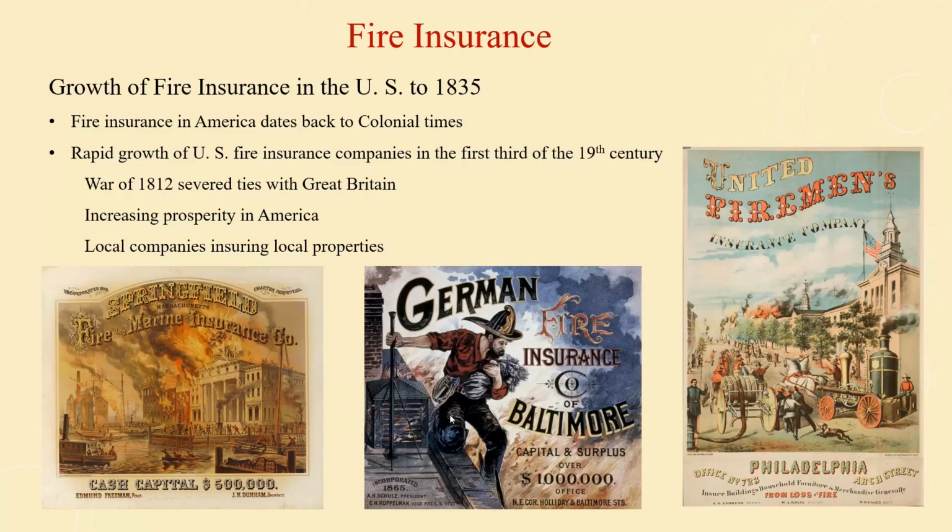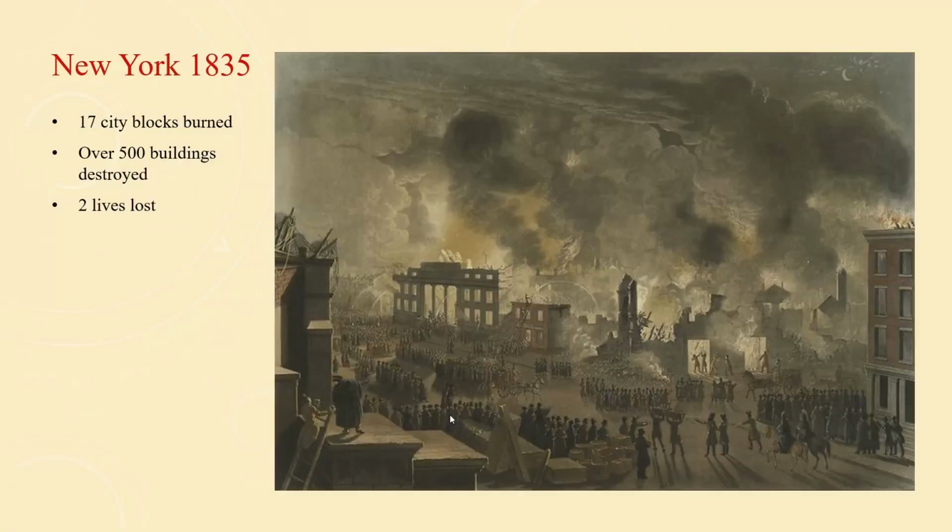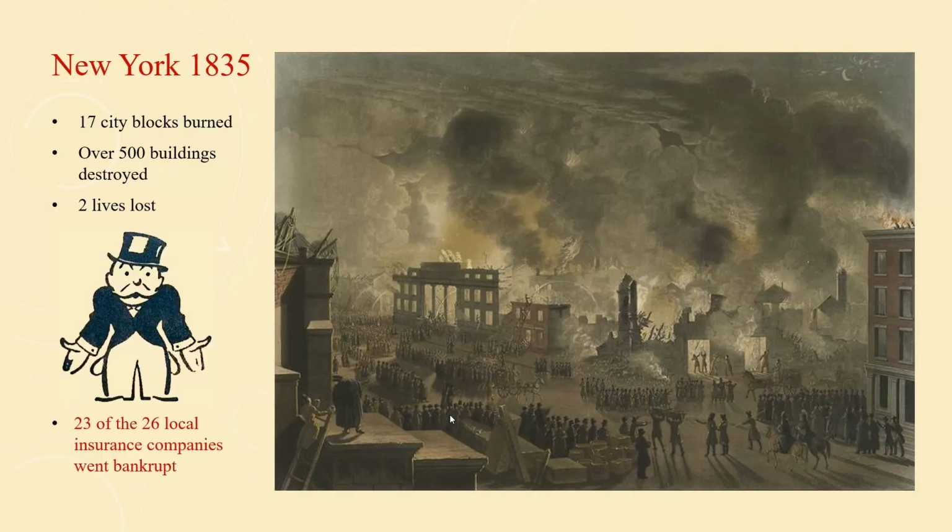So if you were in Baltimore, you were insuring buildings in Baltimore. If you were in Philadelphia, you were insuring businesses and buildings in Philadelphia. And that, as it turned out, was a problem. Remember the 1835 New York fire? Well, one more not so fun fact about this fire is 23 of the 26 local insurance companies went bankrupt.